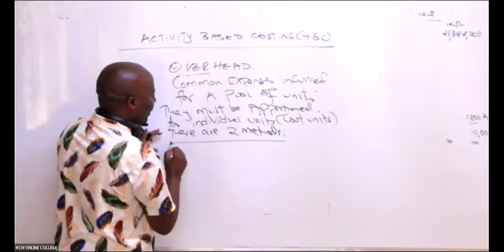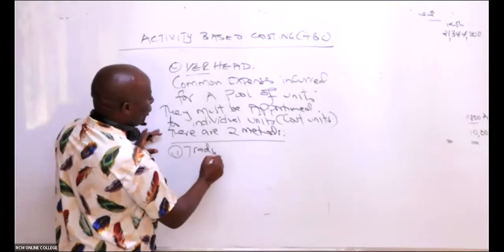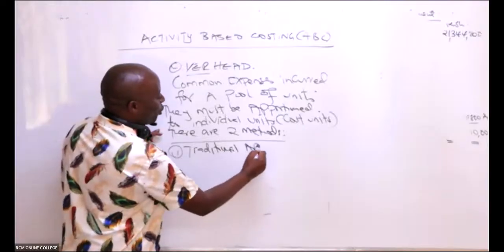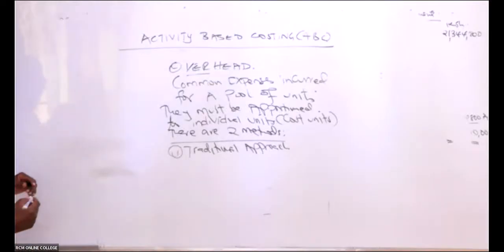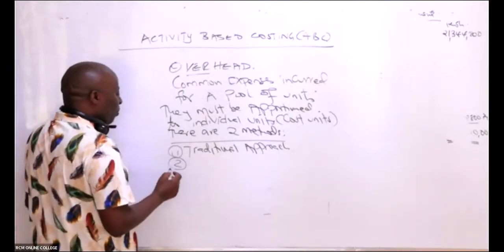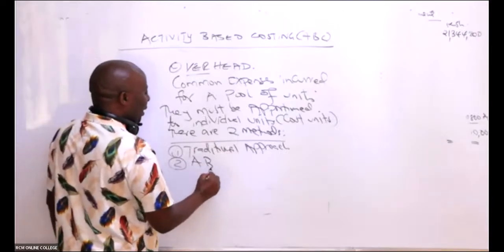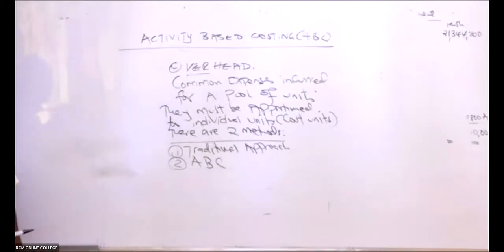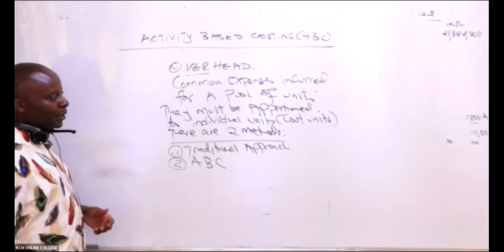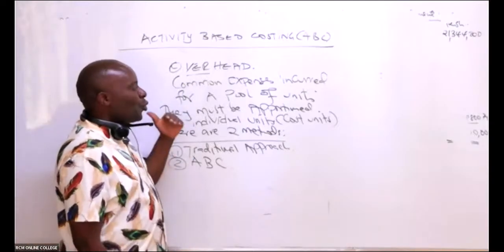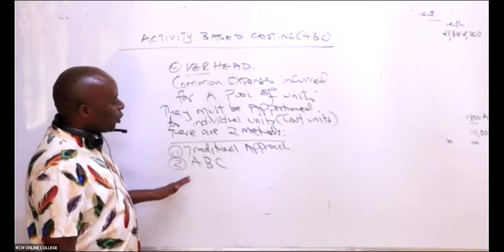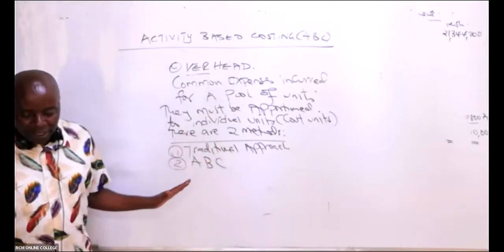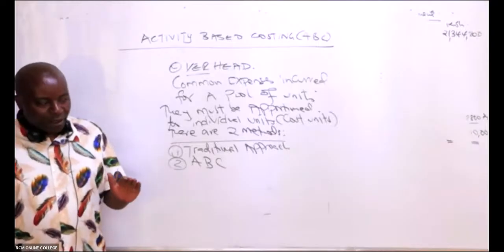Number one, we have what we call the traditional approach. And then we have the second one, which is modern, what we call activity-based costing. So you've got two approaches of doing this apportionment of these common expenses to the cost units. The first method is called the traditional approach, and then we have ABC, activity-based costing.